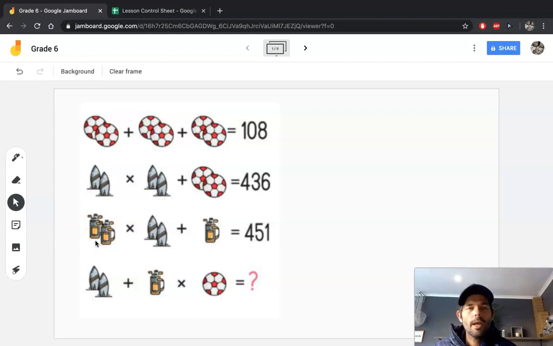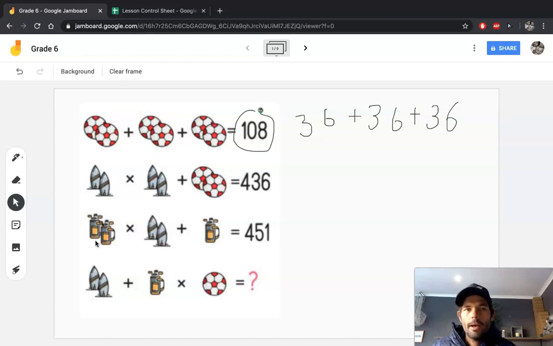So 108 divided by 3 could have been your first port of call. You could have also said 108 divided by 6 and then just doubled that for 2 footballs. Either way, you would have got 36 for a pair of footballs. So 36 plus 36 plus 36 will give you your 108.